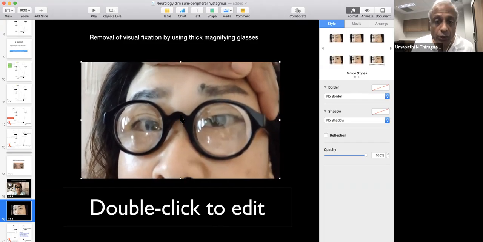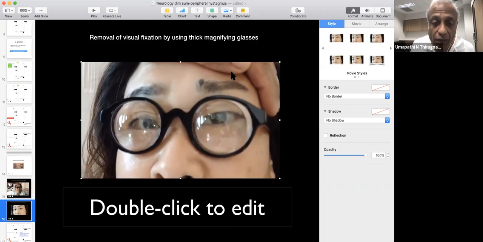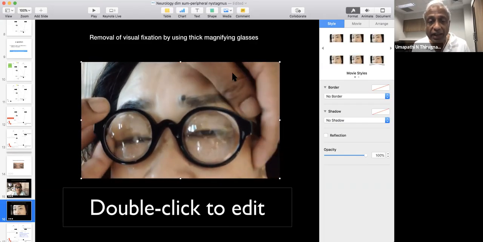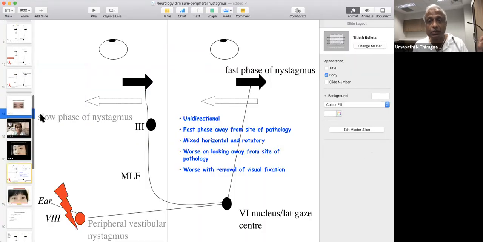Right? So the nystagmus becomes more obvious when he's putting on the glasses and the patient is not able to see. When you remove the glasses, the nystagmus is very, very subtle, almost disappears. Okay, so this is peripheral nystagmus. So this is all we did last week, most of what we discussed.